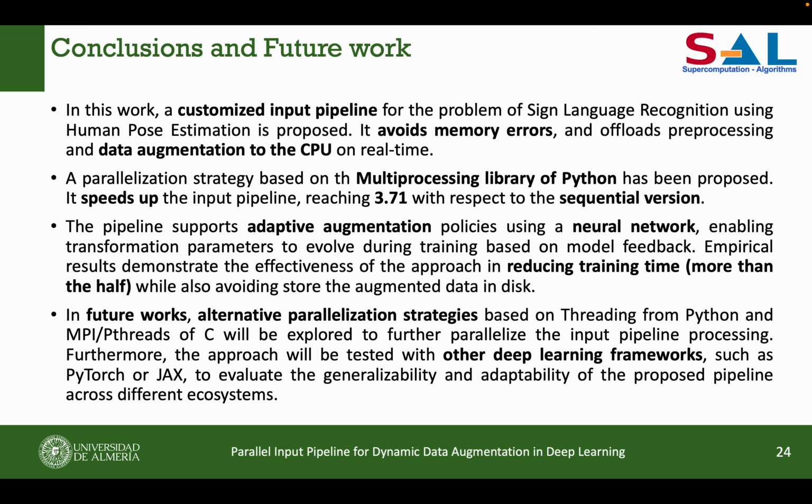In future works, alternative parallelization strategies based on threading from Python and MPI pthreads of C will be explored to further parallelize the input pipeline processing. Furthermore, the approach will be tested with other deep learning frameworks, such as PyTorch or JAX, to evaluate the generalizability and adaptability of the proposed pipeline across different ecosystems.